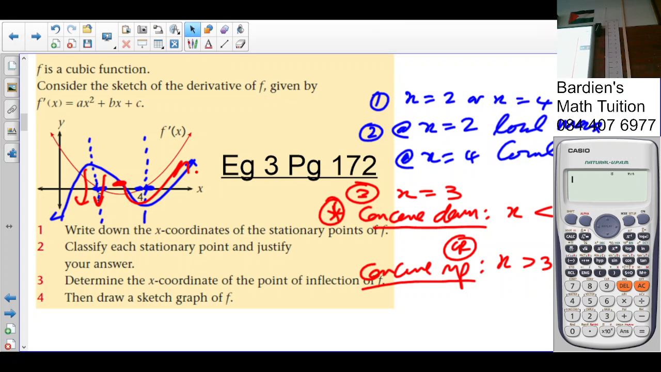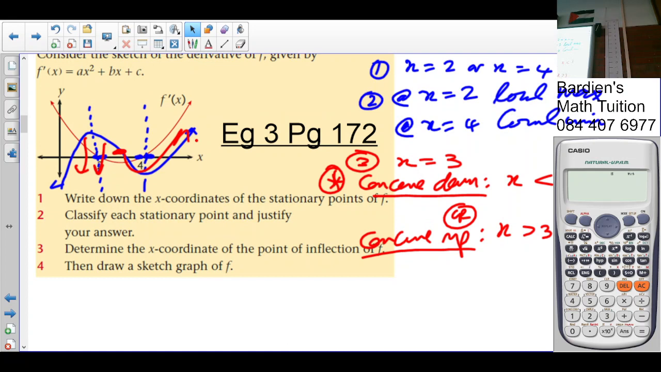So if f double prime of 2 is less than 0, it's concave down, so the turning point at that point will be a local maximum. And of course, the second derivative at 4 is positive, which means the graph is concave up, which means there's a local minimum. So there's some theory that you just need to go over again before you write your final exam. It could come in your mock exam as well.